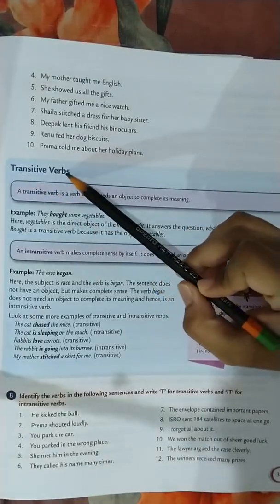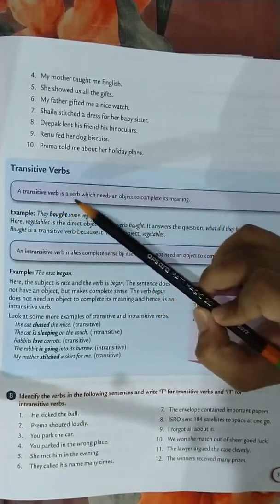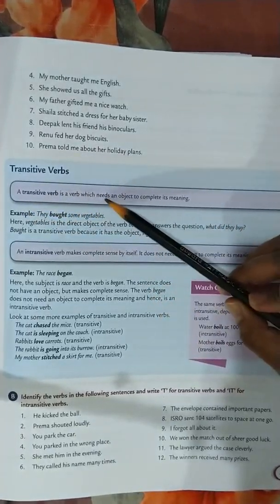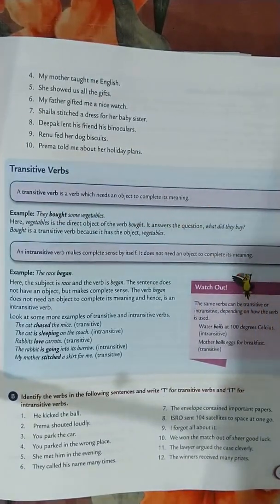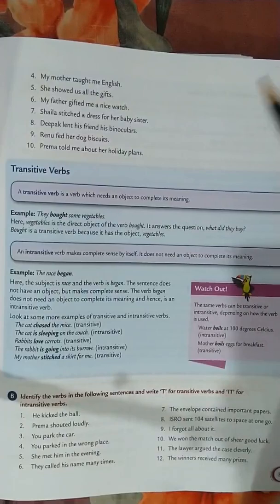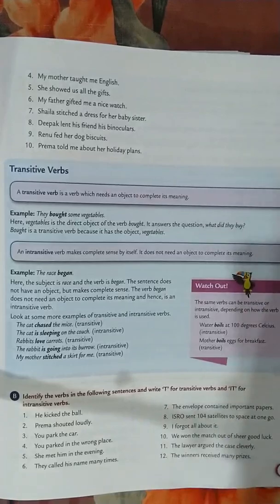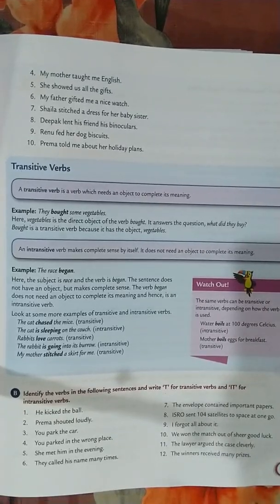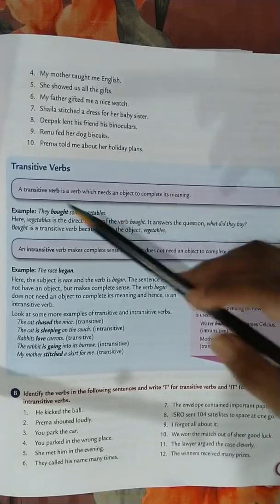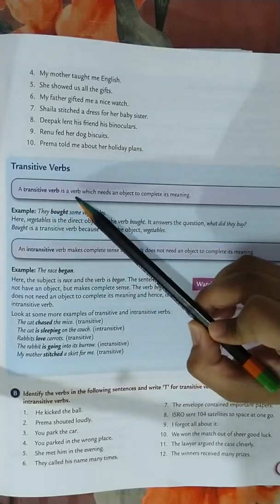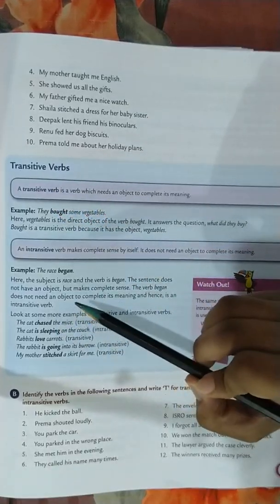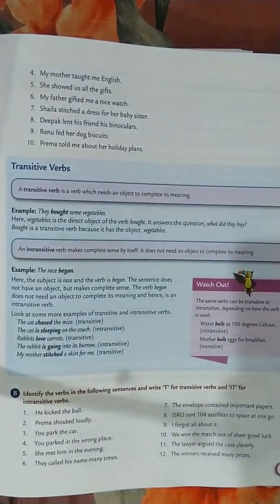Now transitive verbs. A transitive verb is a verb which needs an object to complete its meaning. So a transitive verb takes an object to complete its meaning. If there is no object, then the meaning will be incomplete. Do remember, a transitive verb takes an object to complete its meaning.